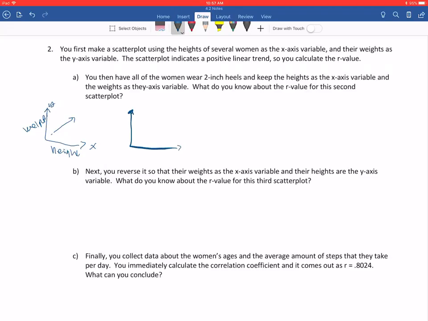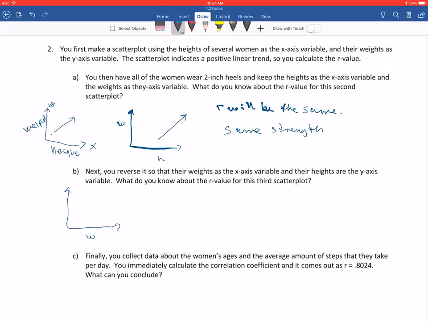And then it says you have all of the women wear 2-inch heels. So imagine what that's going to do to your graph. It's going to move all the heights over 2 inches. Is that going to change the r value? Well, no, it's not. It's not going to change the strength of the relationship. All it did was move the relationship over to the right a little bit. So r will be the same, because it's the same relationship strength, just shifted.